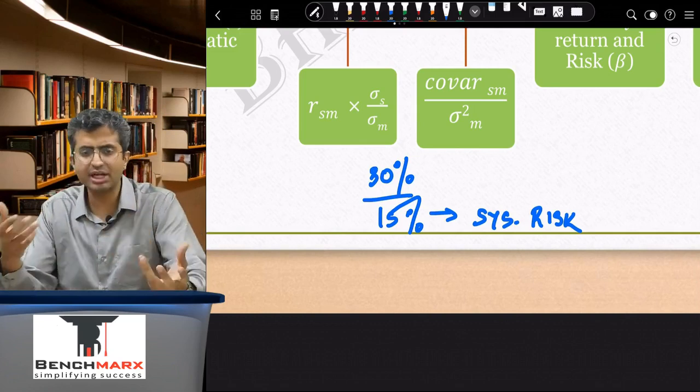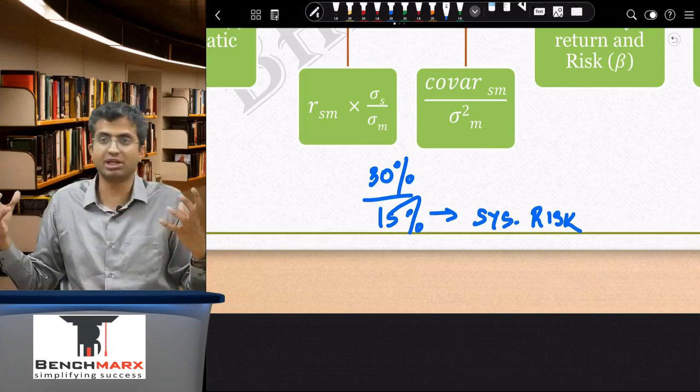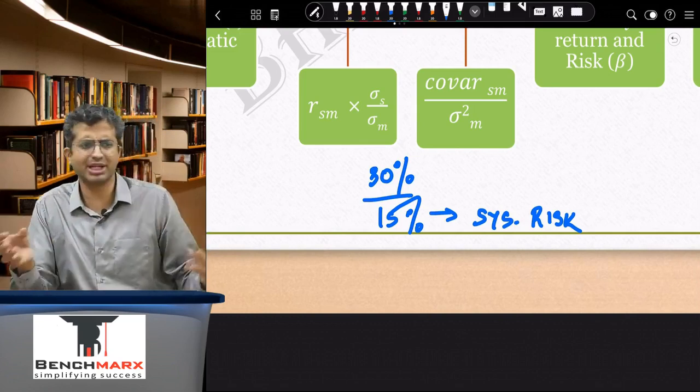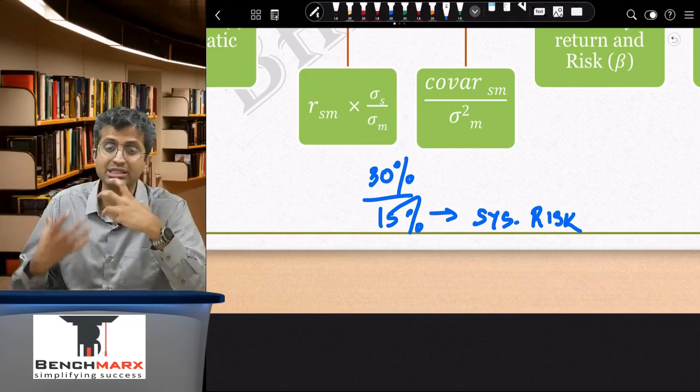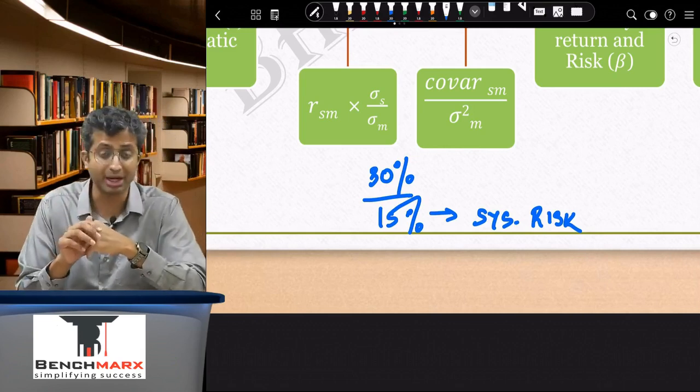Whether that X deviates from X bar because of a systematic event like war happening, or it deviates from X bar because of my CEO's death, it will be captured in that 30%, and hence that 30% includes both systematic and unsystematic risk.